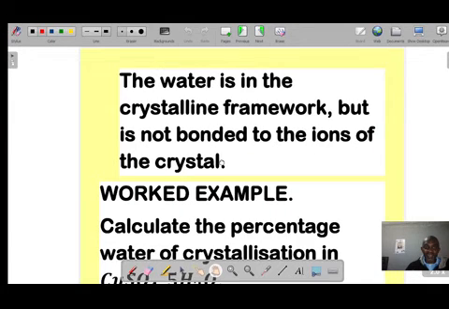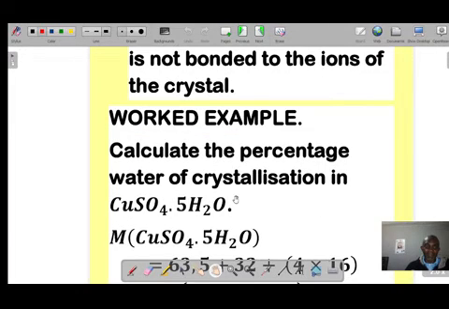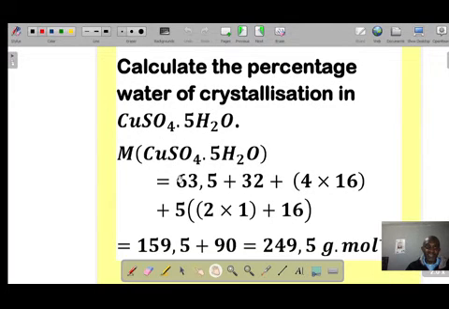Now, the water is in the crystalline framework, but is not bonded to the ions of the crystal. Please note that. I have an example here. It says calculate the percentage water of crystallization in copper(II) sulfate pentahydrate, CuSO4·5H2O. So what do I do here? First of all, I find the molar mass of CuSO4·5H2O. I know from the periodic table that copper is 63.5. What about sulfur? It is 32. Now oxygen, it is 16, but because of this 4 here, I must multiply 4 times 16. And then plus, now this is 5 water, which is H2O. H is 1, times 2, plus 16 for this oxygen, but multiply by 5.